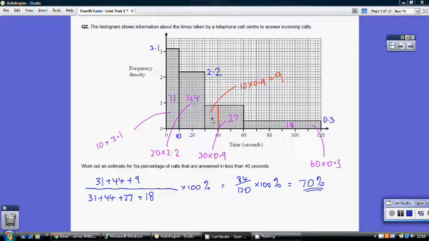I've got this 44 and I've got this little area here which has got a base of 10, a height of 0.9, so an area of 9. So the total number of calls less than 40 seconds, 31 add 44 add 9, which is 84. Now the question asks us for the percentage of calls less than 40 seconds, so 84 out of 120 multiplied by 100 to turn it into a percent, that's 70%.